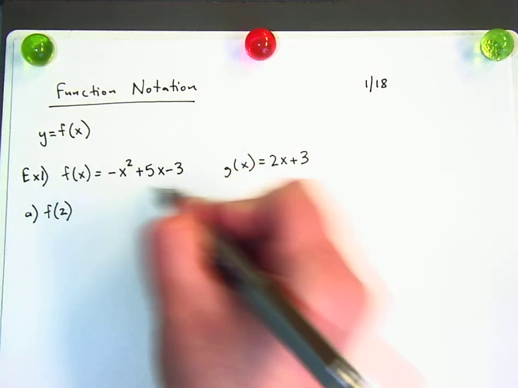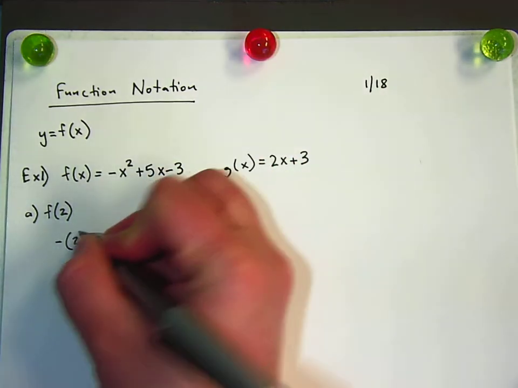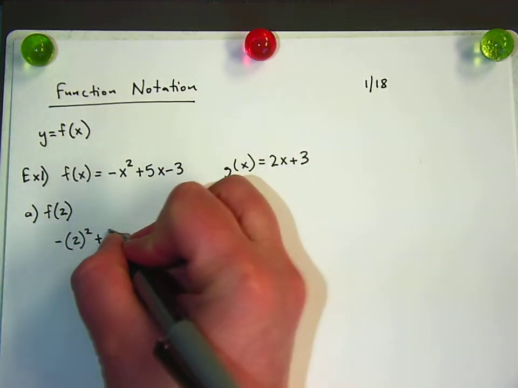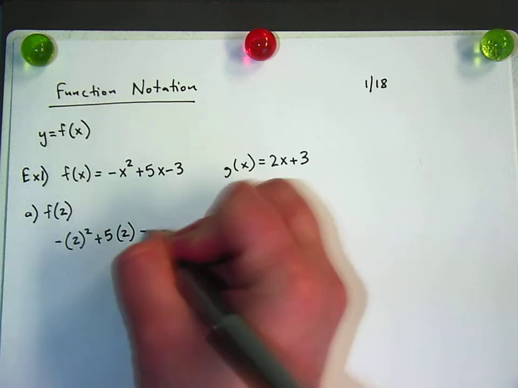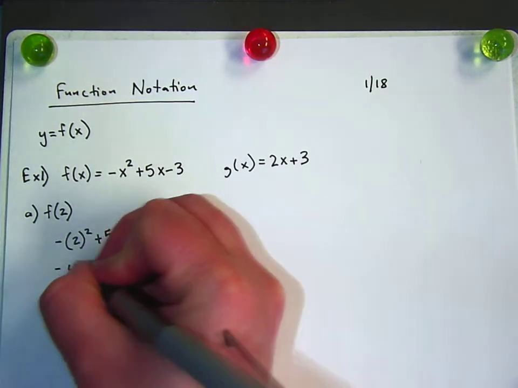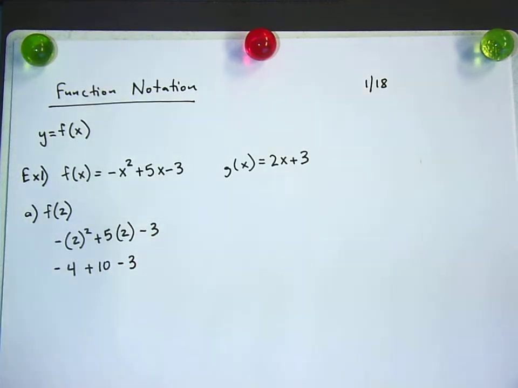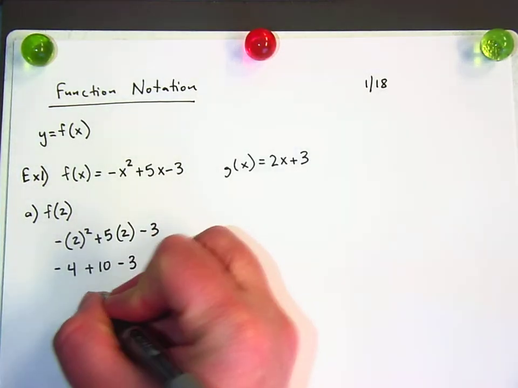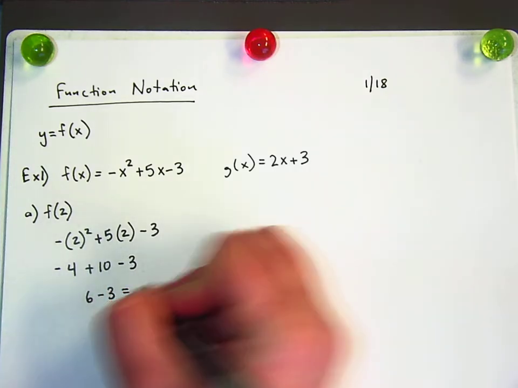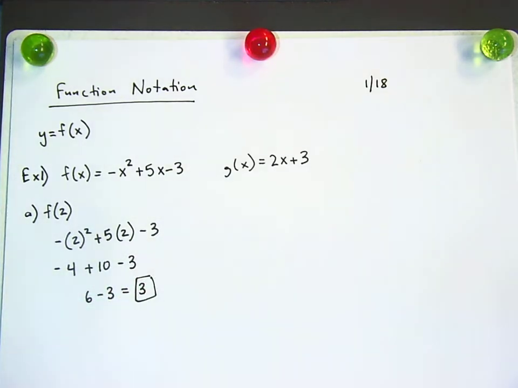So I'm looking at this equation right here, and I'm going to start plugging stuff in. You should be taking notes right now. Remember that you are in control of this video, so you can stop it at any time you want to catch up. Alright, so I started plugging in the 2 and simplifying. Negative 4 plus 10 is 6. 6 minus 3 is 3. So the answer to this problem is 3.